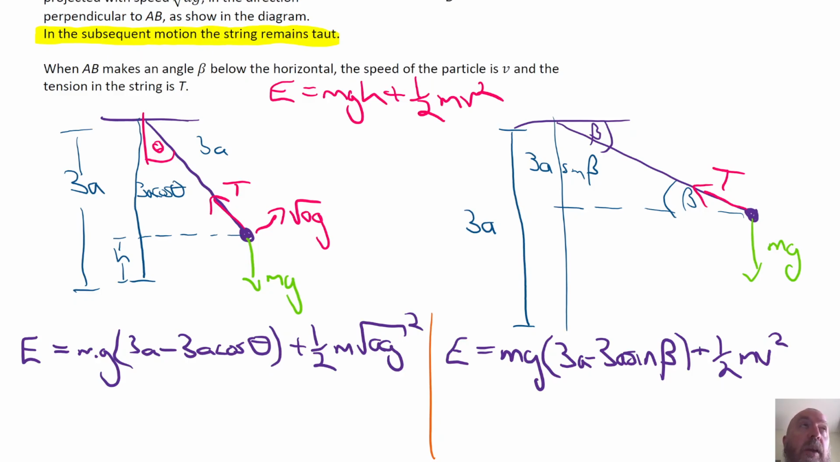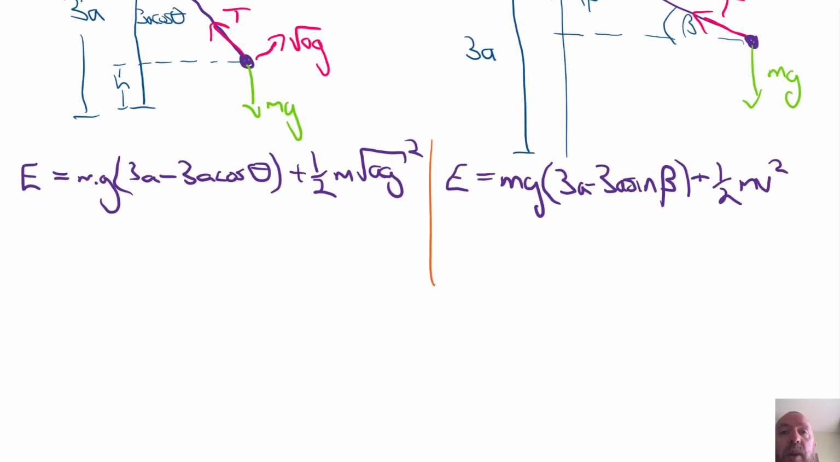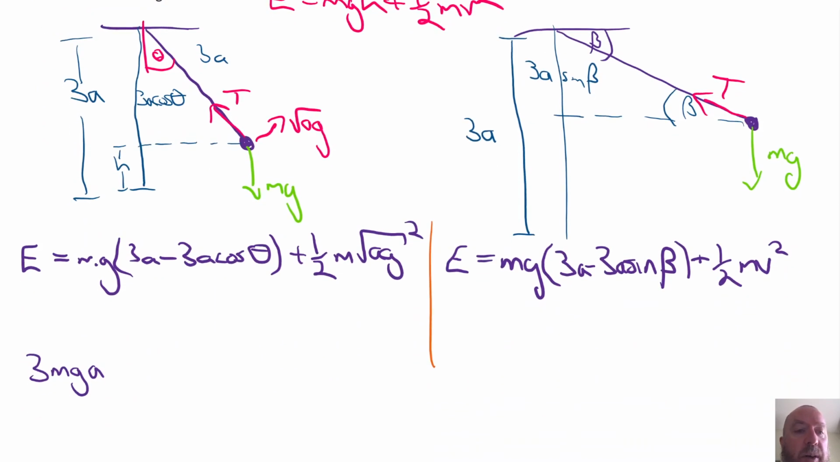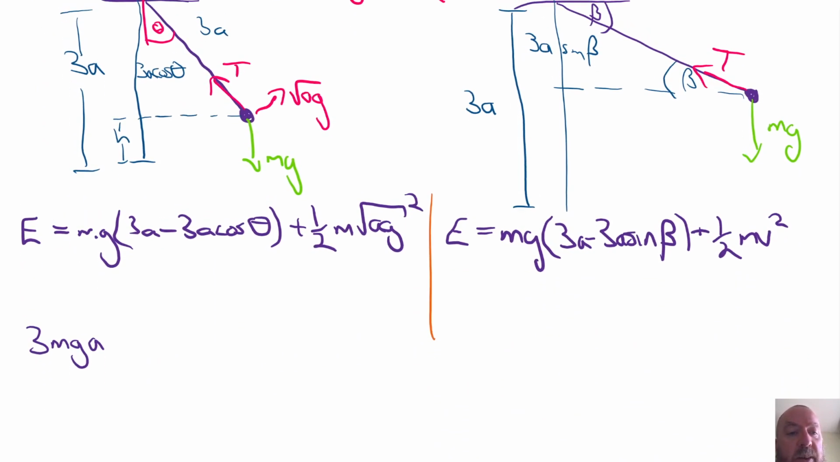So our h is our 3a minus 3a cos theta. So we need to equate these two things because we know the total energy is the same either way. So that would be 3mga. We know cos theta is 2/3. Yep, cos theta is 2/3. So that's minus 3a by 2/3 is 2a mg.